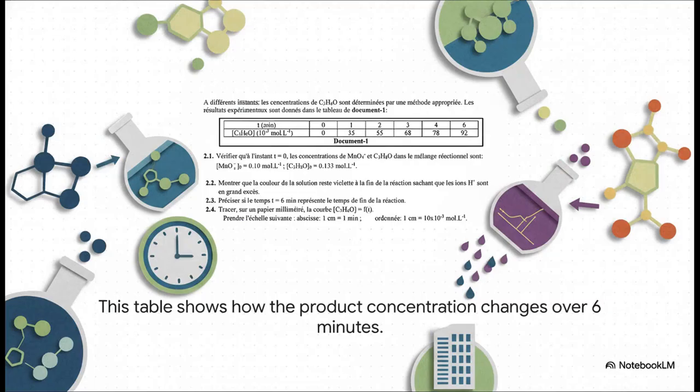Okay, now that we know what we're dealing with, let's watch it react. When propan-2-ol is oxidized, it creates a product called propanone. This table here shows us exactly how much propanone is being made over time. We're literally watching the product concentration grow, minute by minute.